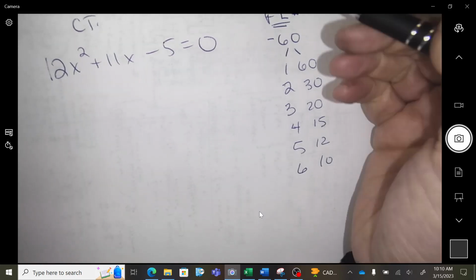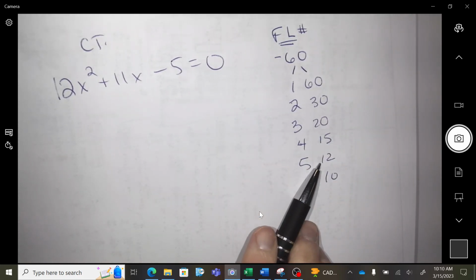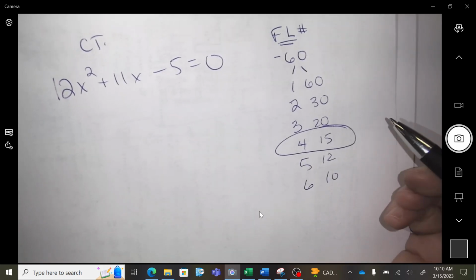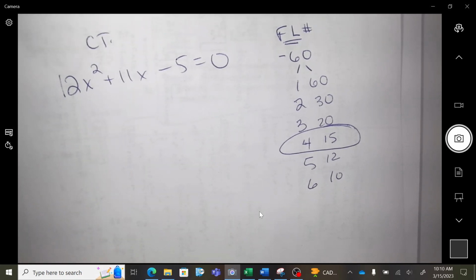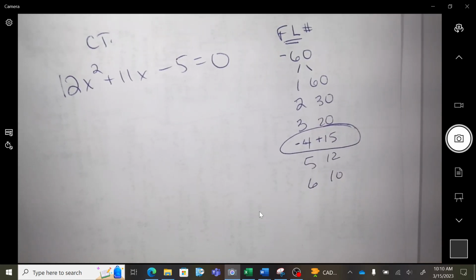And then because this is negative 60, does it make sense that one of them is going to be positive and one's negative, right? Yeah, 4 and 15. So one's positive, one's negative. How do I get a positive 11? Negative 4. Okay, so there's my set.